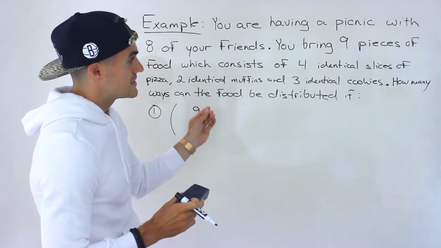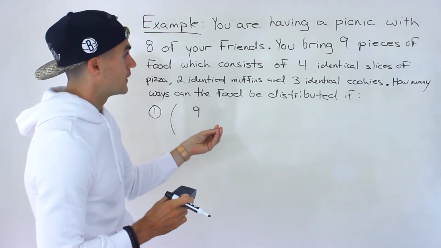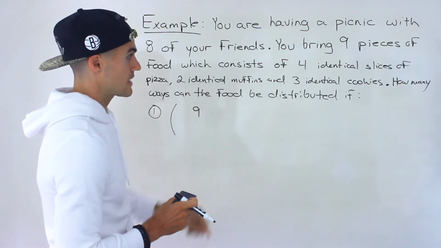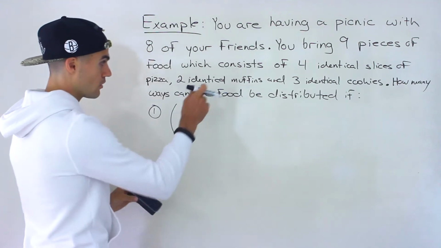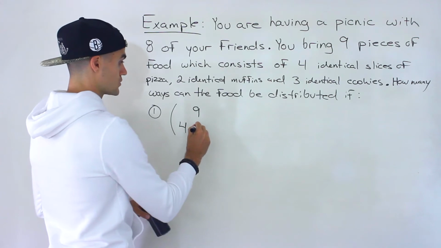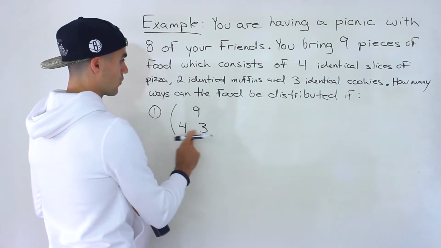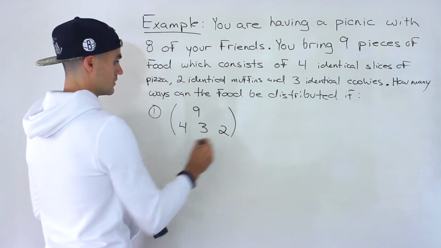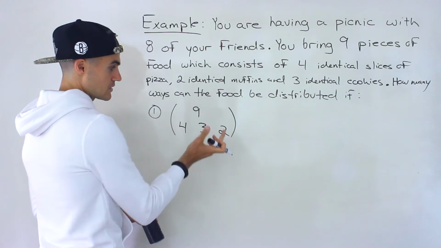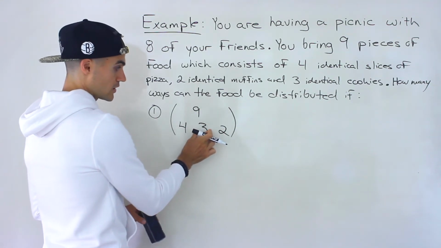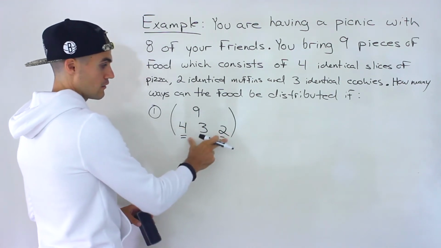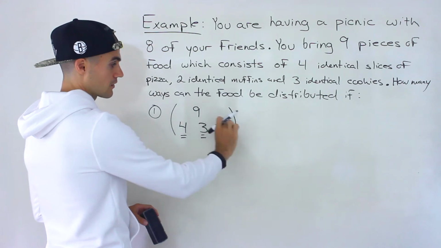But notice that there are identical items that are appearing more than once that have a frequency that's greater than 1. 4 identical slices of pizza, 2 identical muffins, and then 3 identical cookies. So those are going to go in the bottom portion of this multinomial coefficient. Let's put these in order: 4, 3, 2, like that. And notice that the sum of these is equal to 9. 4 slices of pizza, 3 cookies, 2 muffins. And because they're all identical, that's why they would appear in this bottom row.